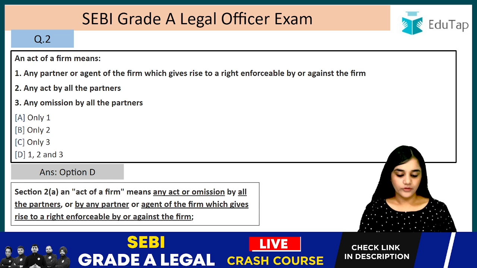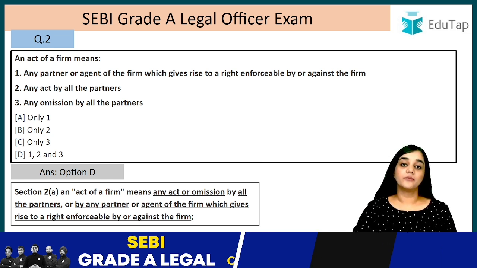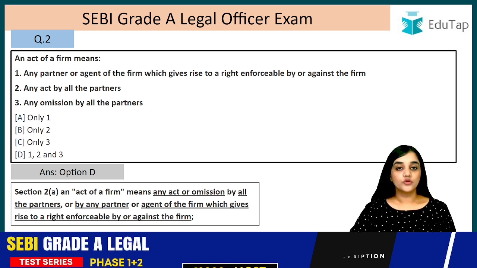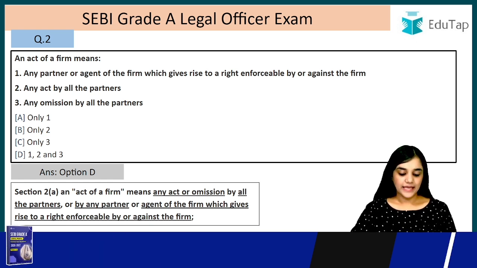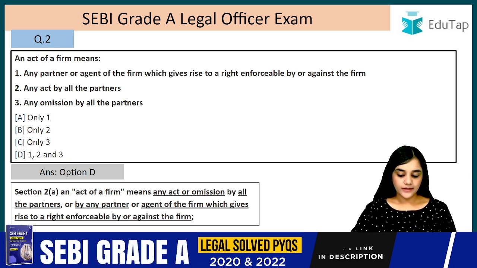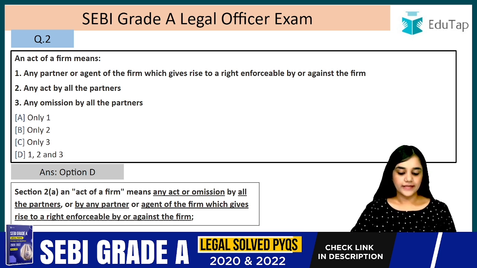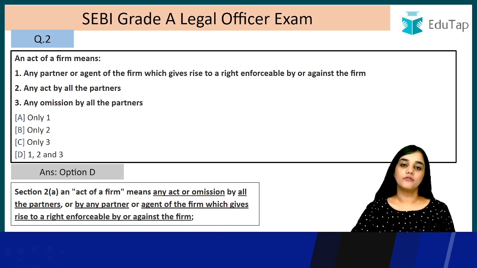Or agent of the firm which gives rise to a right enforceable by or against the firm, right? So it is known as the act of firm. So what is act of firm? It means any act or omission by all the partners, or by any one partner or agent of the firm which gives rise to a right enforceable by or against the firm.